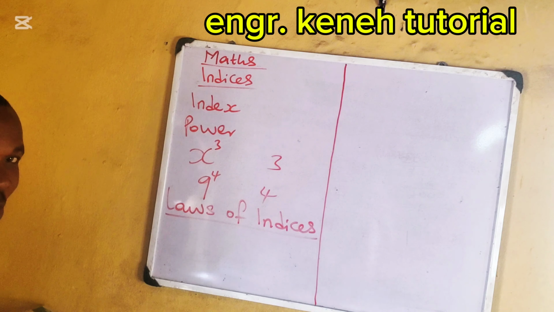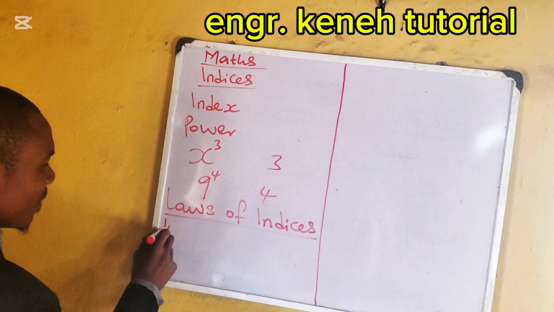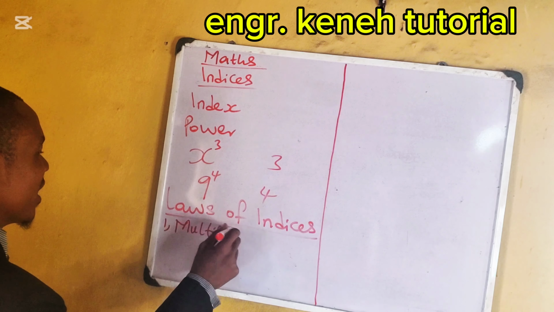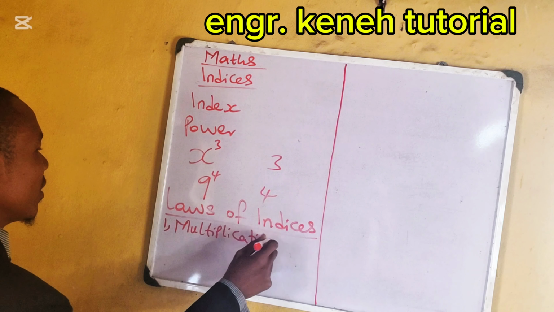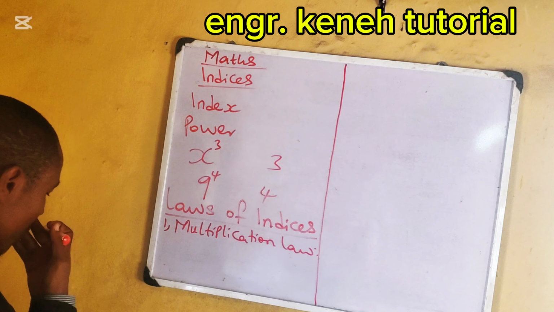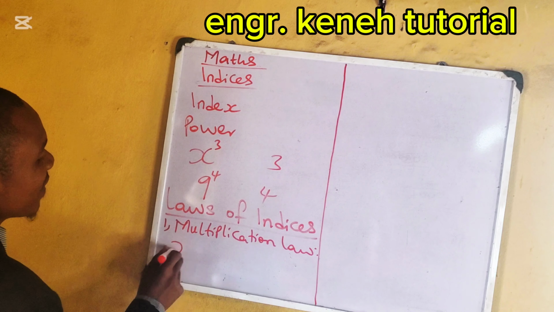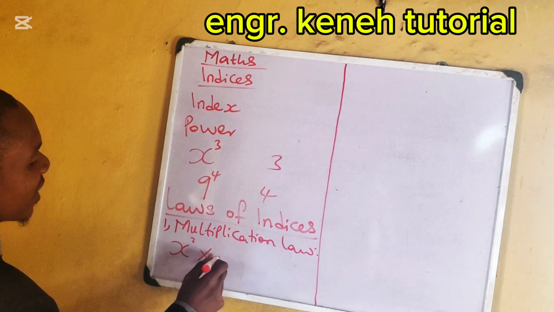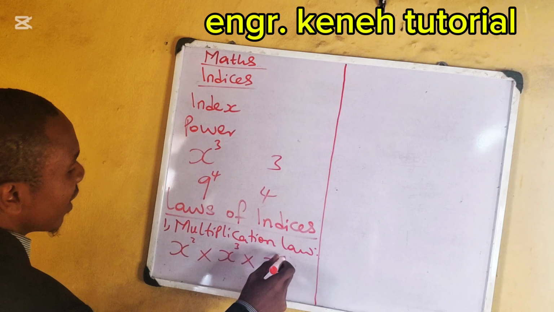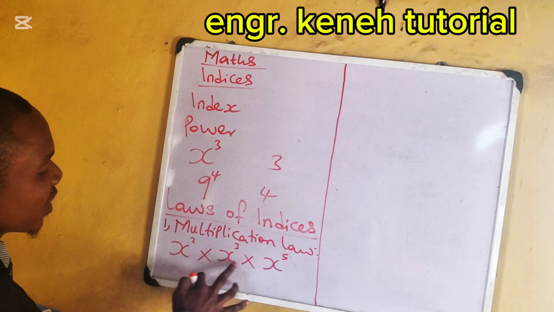All right, we have laws of indices. The first one we have is what we call the multiplication law. This one is applicable when you have something like this: x raised to power 2 times x raised to power 3 times x raised to power, maybe, 5. As you can see, we have multiplication like this.